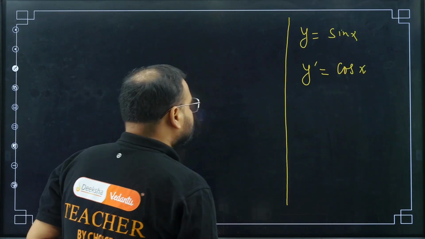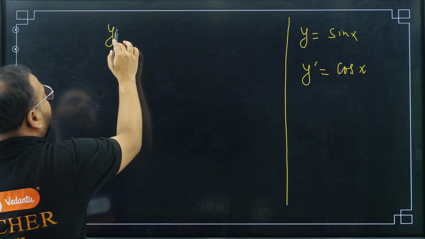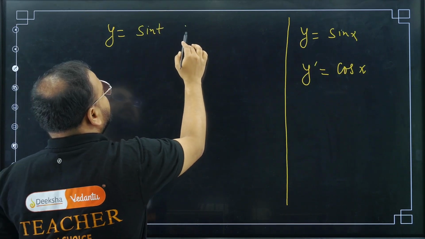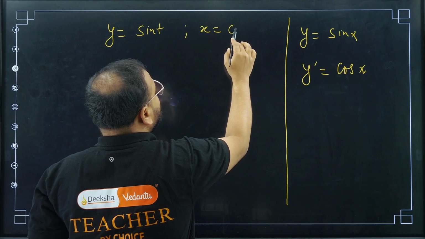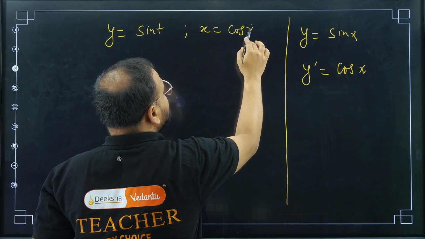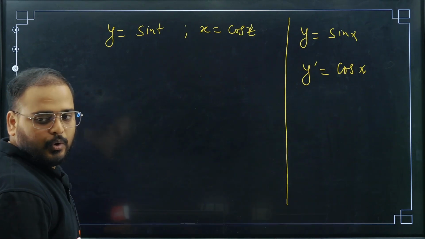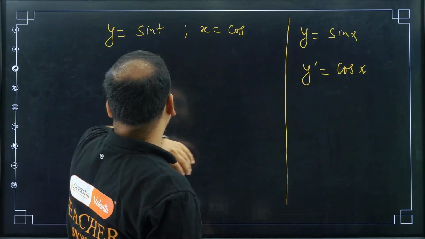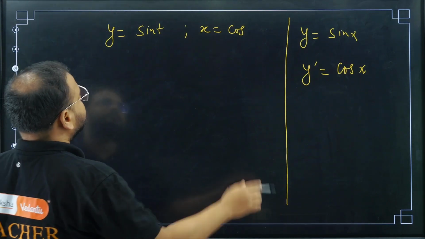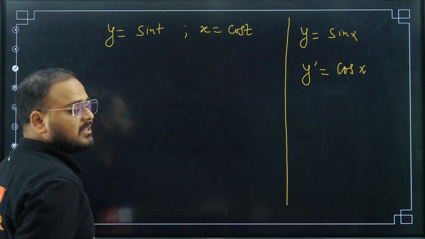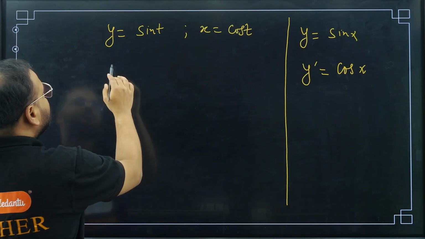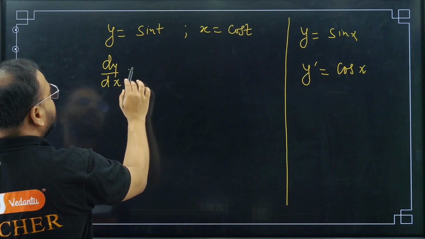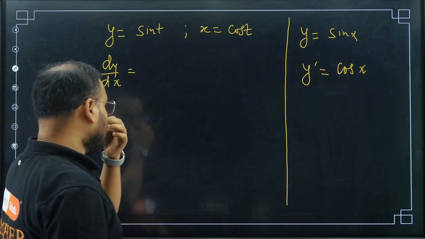But if there is a situation where y equals sin t and x equals cos t, and they are asking again for dy by dx or y dash, then how will you solve it?